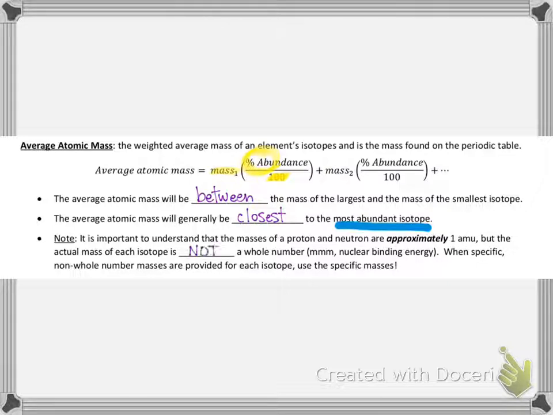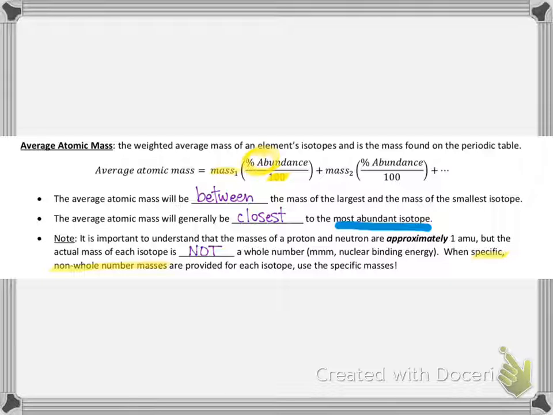Like carbon-13, its exact mass isn't 13. It's probably something like 12.9998 or something close, but not exactly that. So if they only give you the rounded whole number values, great, use the rounded whole number values. But if they give you specific, not pretty numbers, use the specific, not pretty numbers.